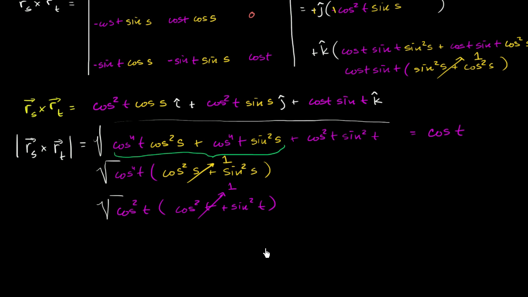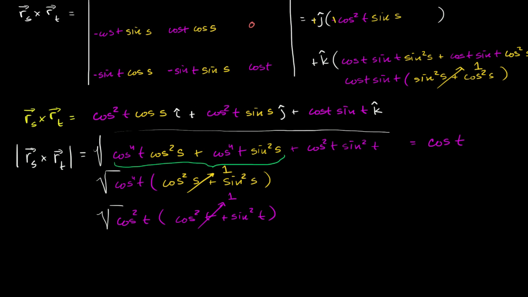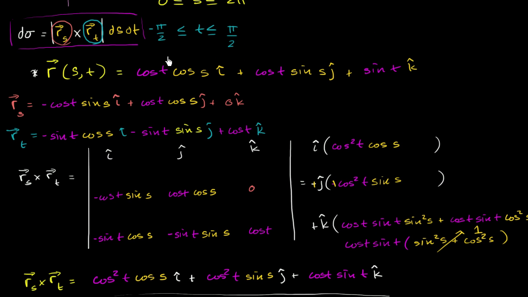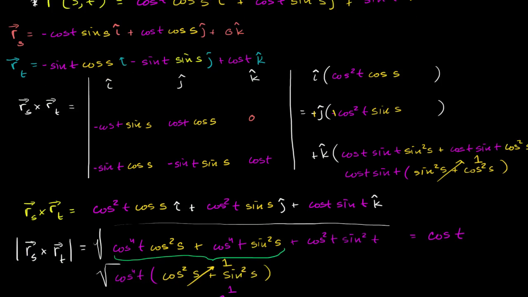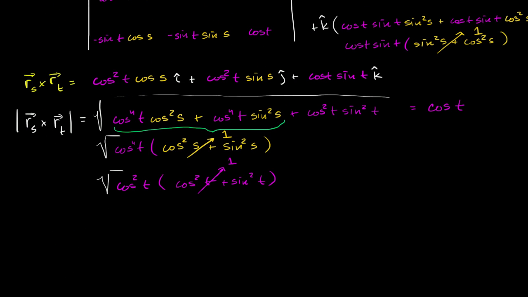So going back to what we wanted before, if we want to rewrite what d sigma is, it's just cosine t ds dt. So let me write that down. So d sigma, and then we can use this for the next part. d sigma is equal to cosine of t ds dt. And I'll see you in the next part.